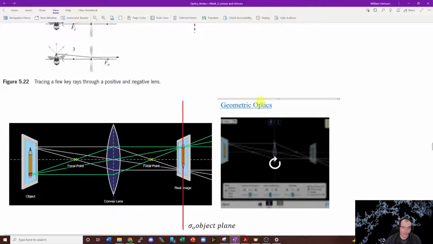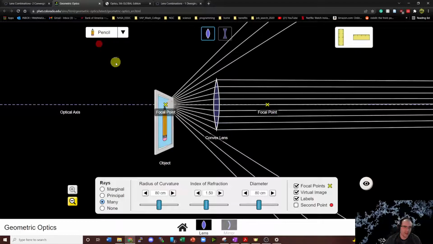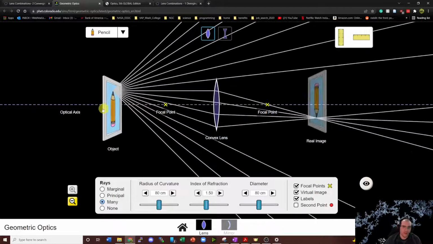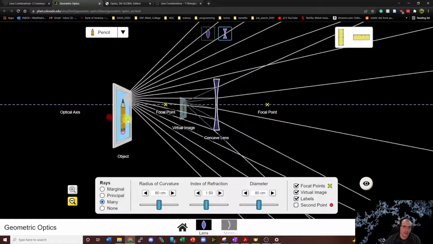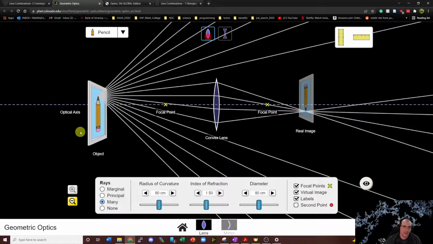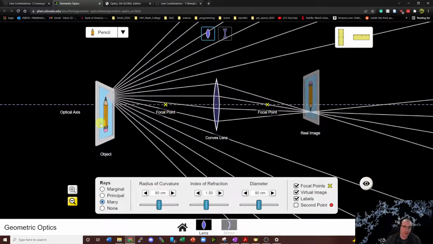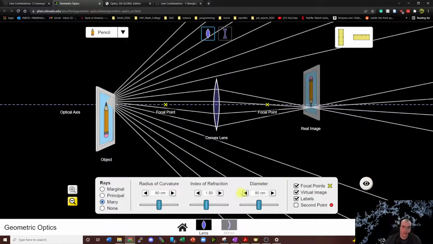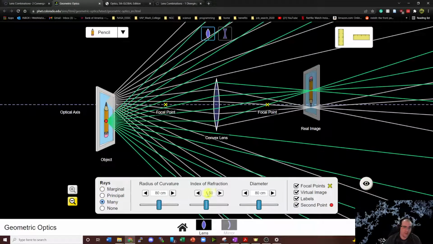And I'll include in the notes a link to this, and you can play with this. So here we have our pencil, so we can see what happens. Oh, see? So we're right at that. We go about 2 times over there. You can play with the thing here. You could also put a second point and see what's going on.